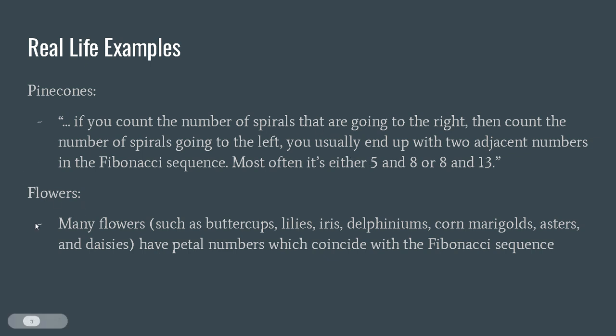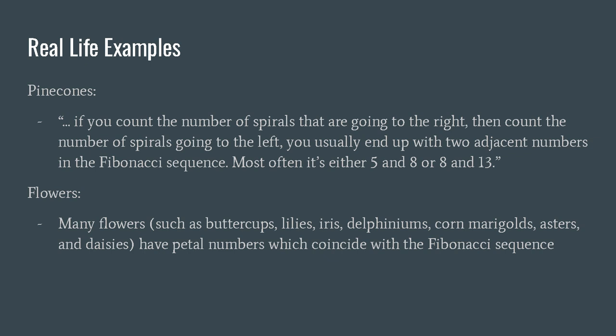And then you also have a lot of flowers that more specifically follow the Fibonacci sequence by themselves. Buttercups, lilies, irises, delphiniums, corn marigolds, asters, and daisies have petal numbers which coincide with the Fibonacci sequence.